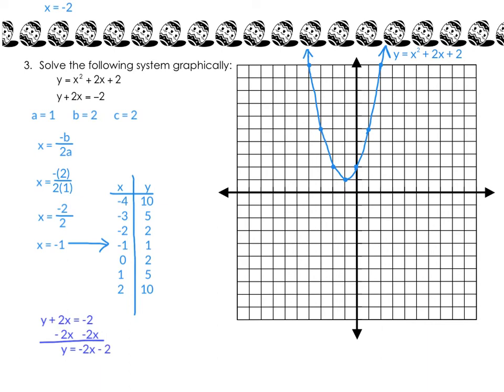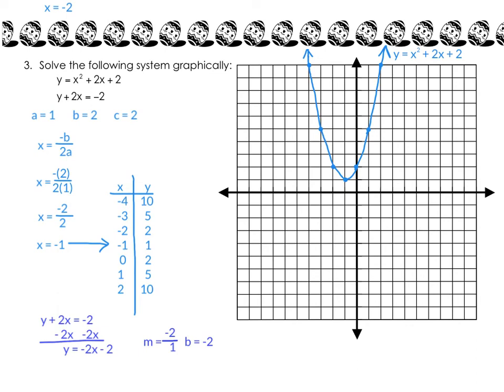Now you can either put this in y equals and get a table of values, or we can use the slope and y-intercept. I'm going to use the slope and the y-intercept just so I don't have to write down another table of values, but if you want to use the table, that's fine. Just make sure that you show the table of values on your paper then. So now I have the slope is negative 2 over 1 and the y-intercept is negative 2.